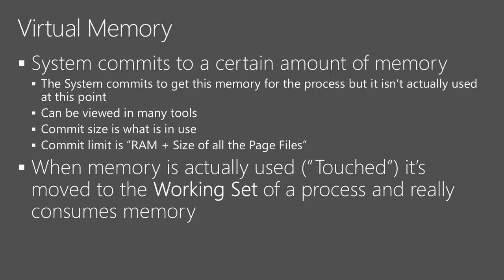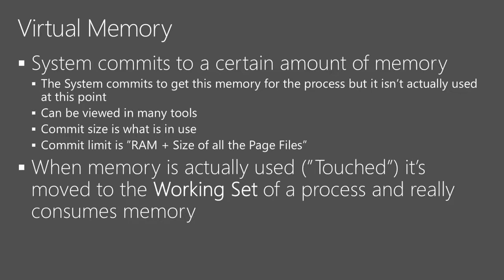The maximum amount, which is seen as the commit limit, is the amount of RAM you have, so your physical memory, plus all the possible 16 page files that you can have in a maximum installation. So that all will end up being your commit limit, meaning that's the biggest amount the operating system can commit to anyone to be able to give memory for.